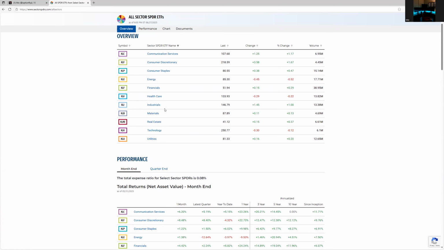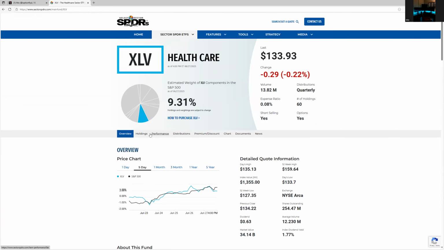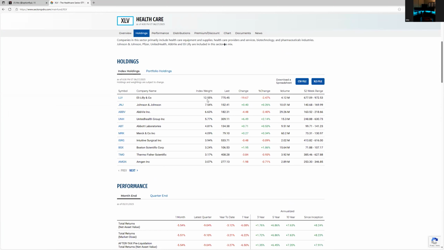So if I want to go to healthcare, to their holdings, there's Eli Lilly at 12.55. Here's Amgen, 3%. Look at the difference. It's not that you cannot trade this stock. You can, of course. A trade is a trade. But I would much rather make a bet here versus any of these names if I'm long or if I want to play a sector.